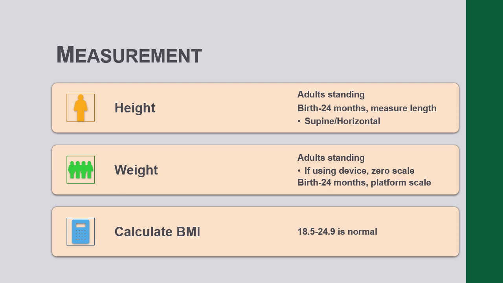Once you've obtained height and weight, you can calculate BMI or body mass index. 18.5 to 24.9 is normal. The calculation for body mass index is weight in pounds divided by height in inches squared, or if you want to use the metric system, weight in kilograms divided by height in meters squared. In your book on page 131, you can actually find the BMI chart, and you can review height versus weight and where those BMI calculations would fall.